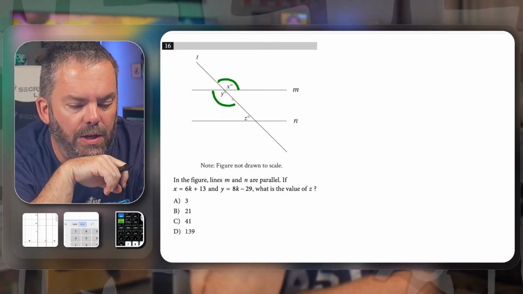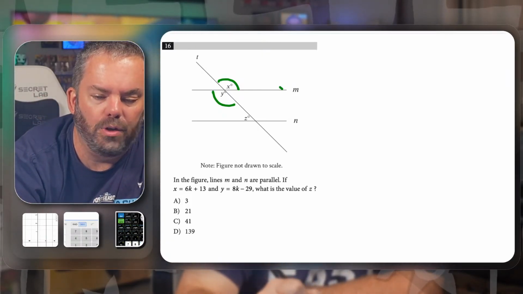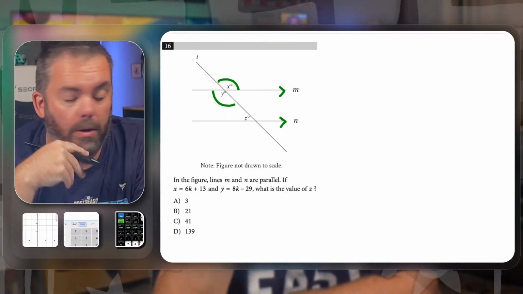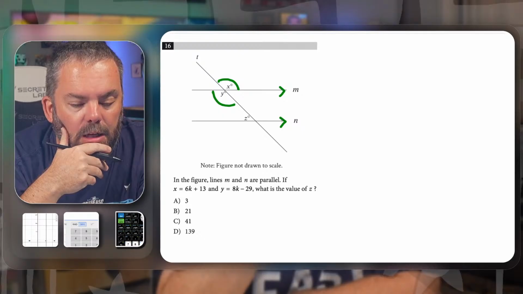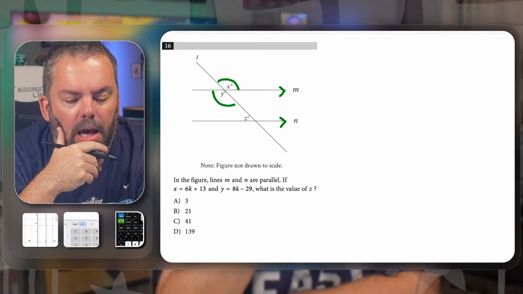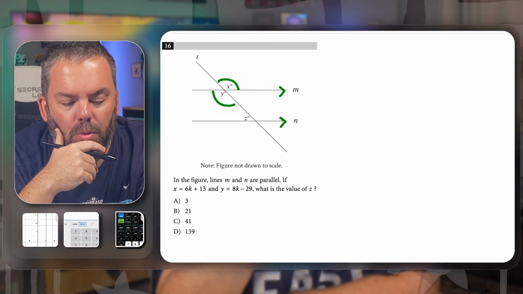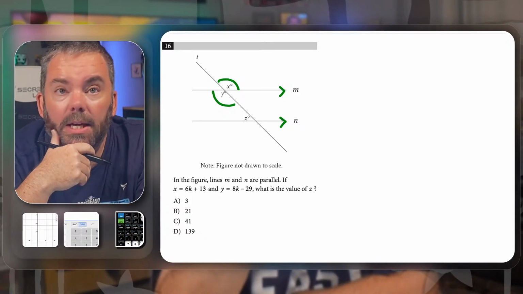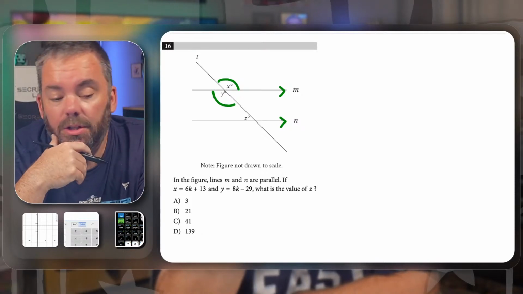It says, in the figure, m and n are parallel. Of course, they have to be parallel in order for all this corresponding stuff to work. If x equals 6k plus 13 and y equals 8k minus 29, what is the value of z? Nothing in this problem is too difficult. There's just a few steps.